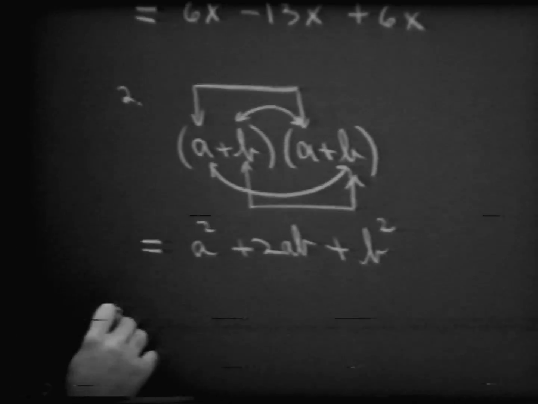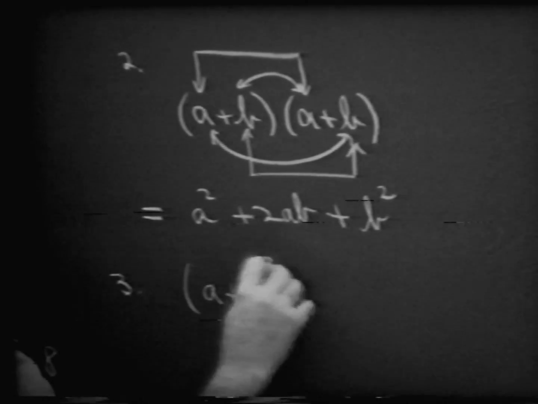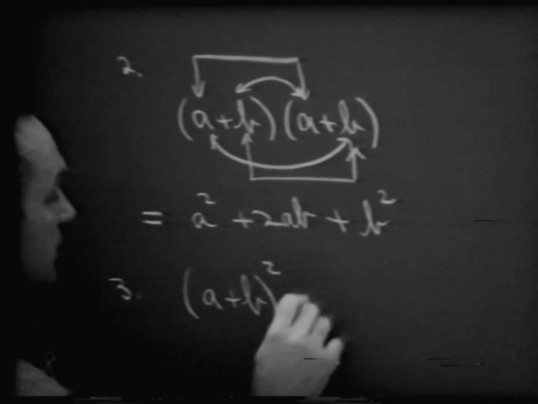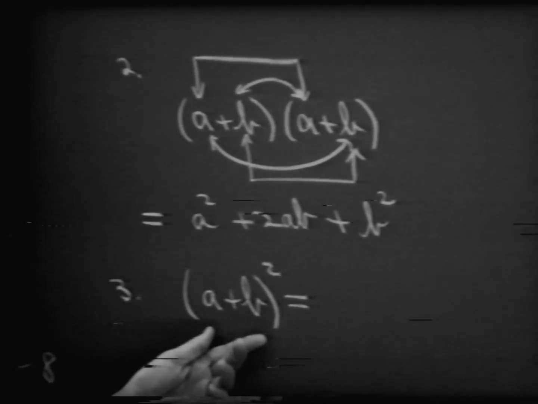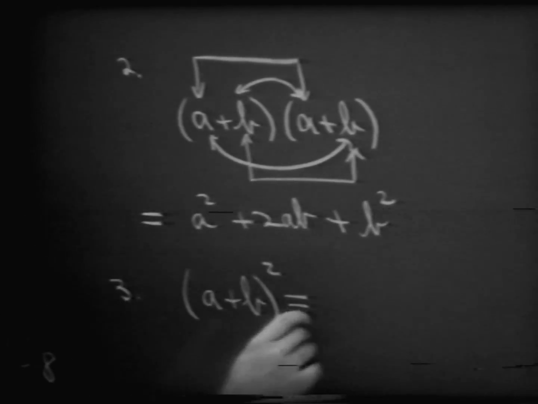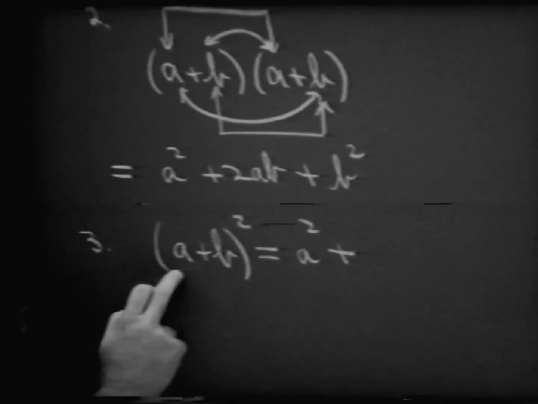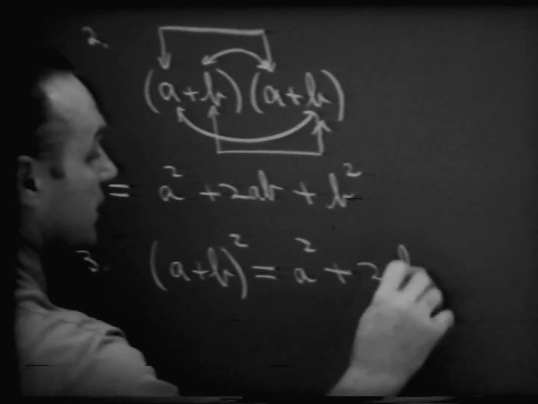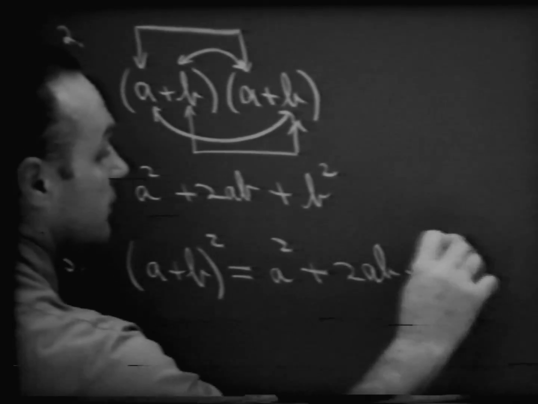In fact, this product of a plus b times a plus b can be written as a plus b, the quantity squared, and it is such a popular type of pattern that I expect you to know. And just looking at this, you say to yourself, well, it's the square of the first term, which is a squared, plus twice the product of the two given terms, which is 2ab, and then plus the square of the second term, which is b squared.